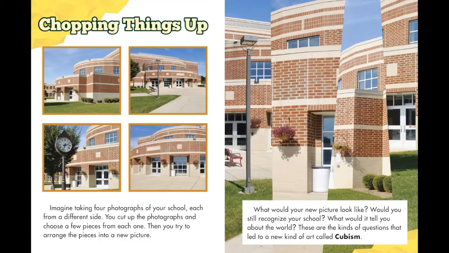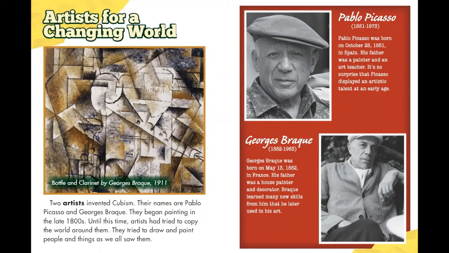These are the kinds of questions that led to a new kind of art called Cubism. Artists for a changing world. 2 artists invented Cubism. Their names are Pablo Picasso and Georges Braque. They began painting in the late 1800s. That was like 130 years ago. Okay. Until this time, artists had tried to copy the world around them. They tried to draw and paint people and things as we all saw them.